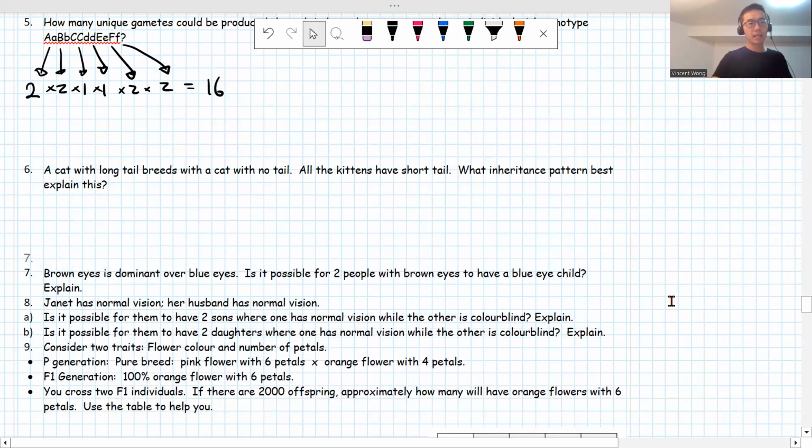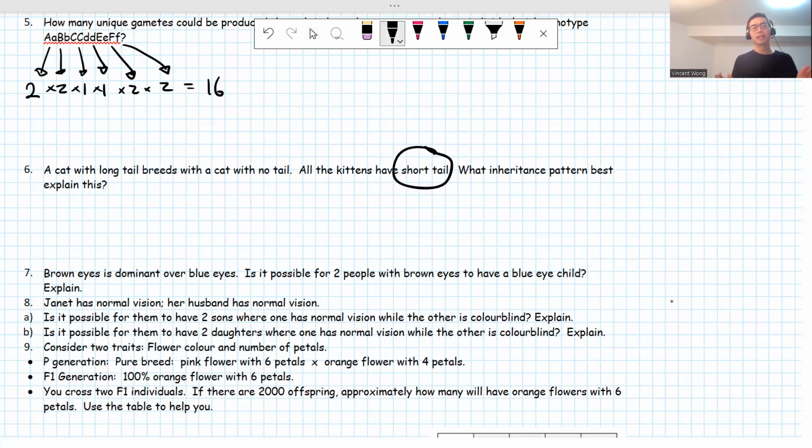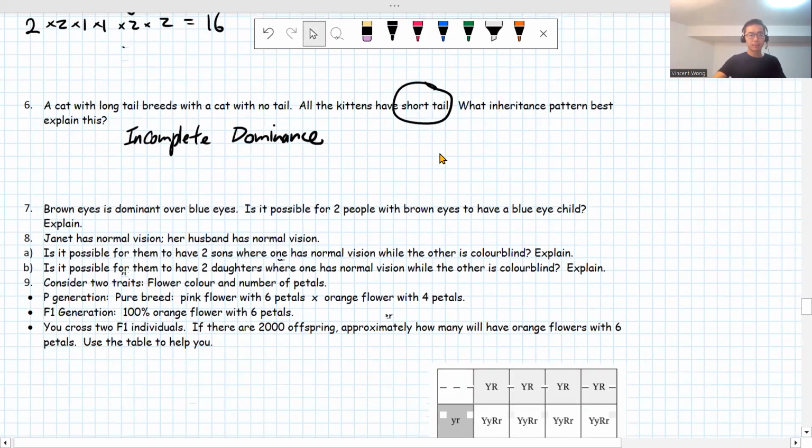Consider a cat with a long tail that breeds with a cat with no tail. All the kittens have a short tail. What inheritance pattern best explains this? The heterozygous condition is somewhere in between, right? When you have something that's somewhere in between rather than both expressed equally, this is called incomplete dominance.